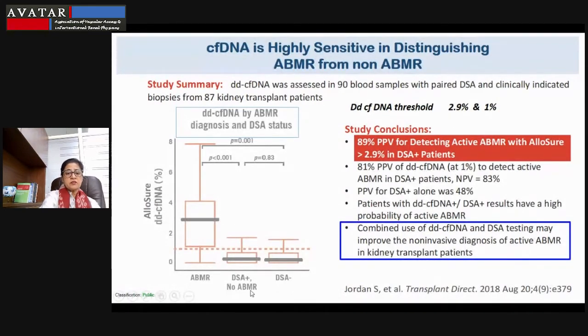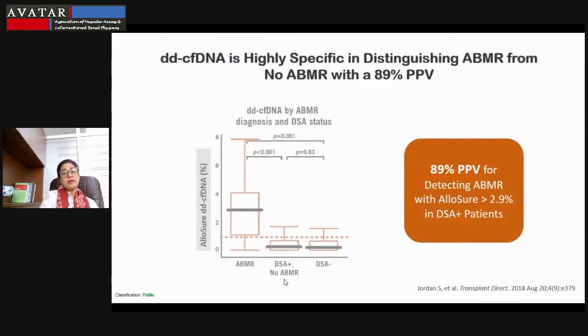In the DSA positive, no ABMR group, the values of donor-derived cell-free DNA were well within normal limits. And when it was DSA negative and cell-free DNA negative, they were again well within, less than 1%. So this study concluded that the combined use of donor-derived cell-free DNA and DSA testing may improve the non-invasive diagnosis of active ABMR in kidney transplant recipients.